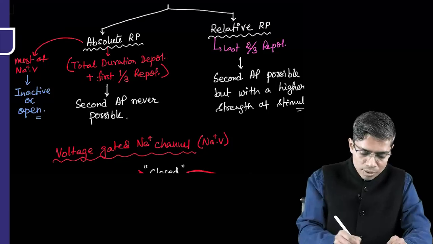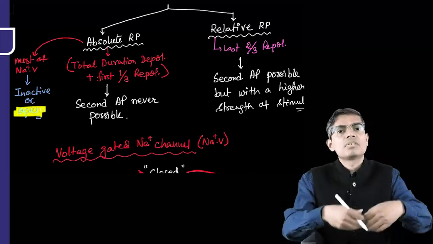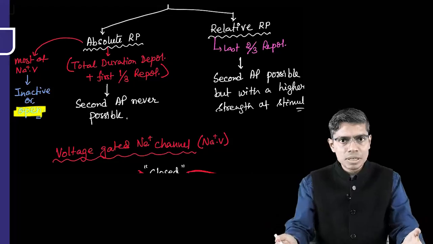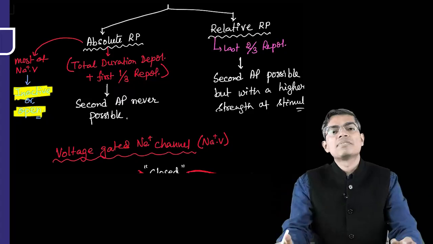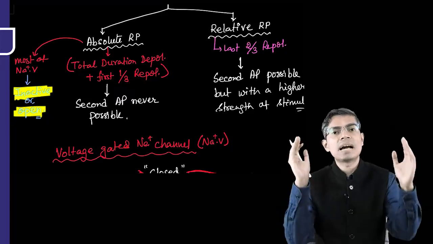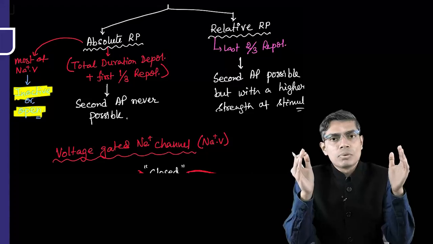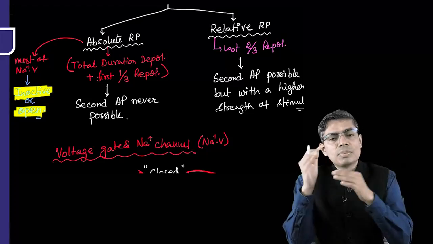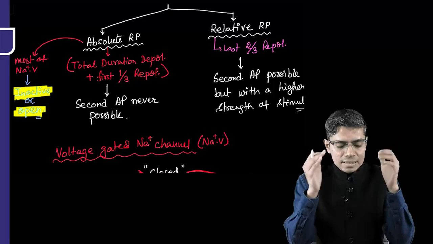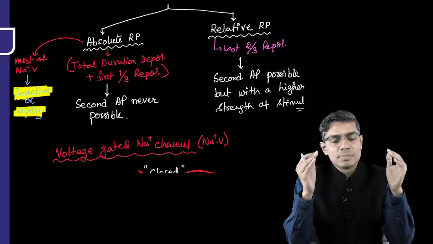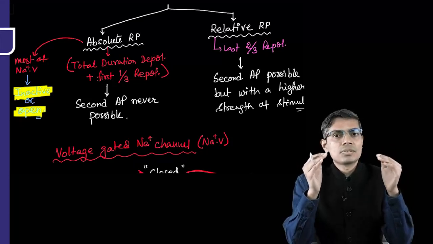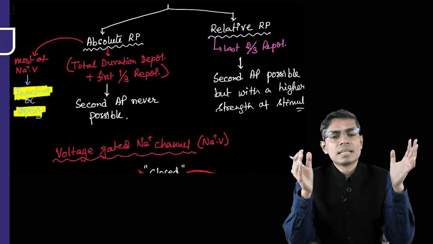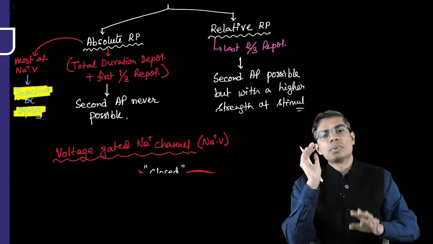So if the channel is already open, you cannot open it further, because it is already open; that's why the action potential is going on. And if the channels are in the inactive stage also, you cannot open them further. You have to wait for some time for this inactive channel to become closed once again, and that time is known as the absolute refractory period. So absolute refractory period means what is the status of voltage gated sodium channel? Almost all of them are either in the inactive stage or in the open stage.